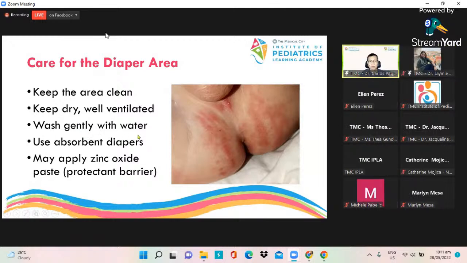Wash gently with water. Doc, what about wipes? Wipes, di ba? Daming magagandang wipes. Meron palang mga antiseptic na wipes. Can I use that?